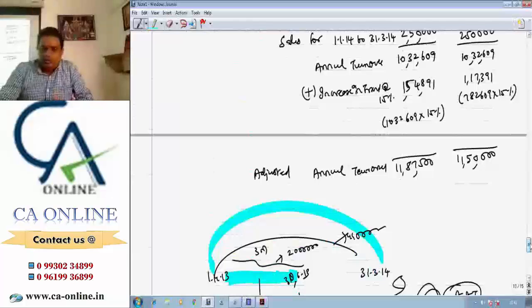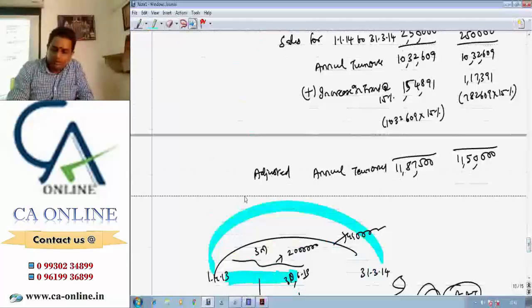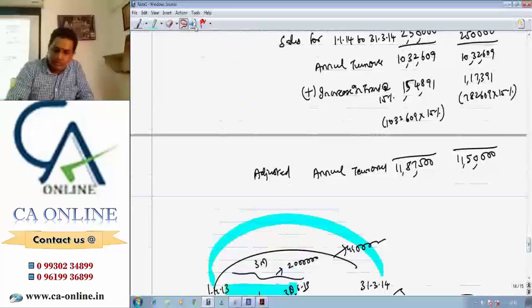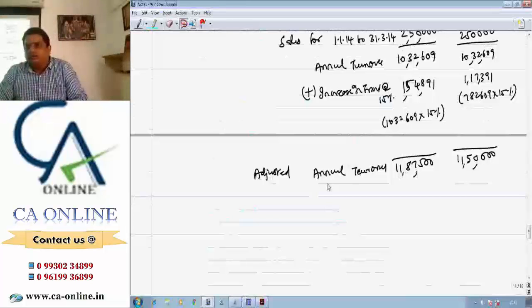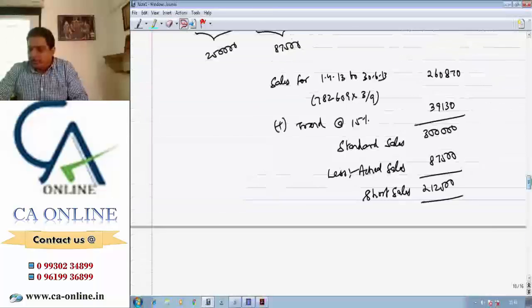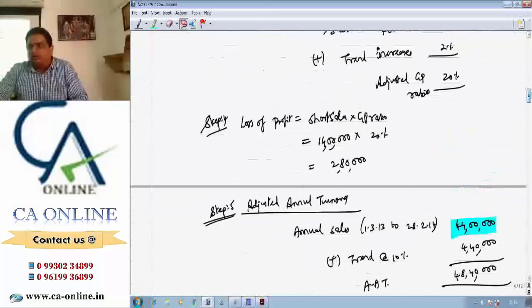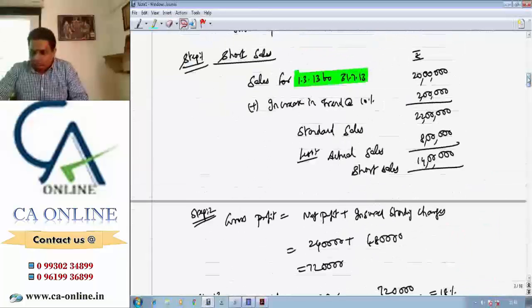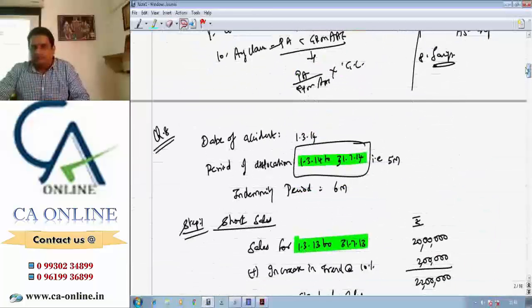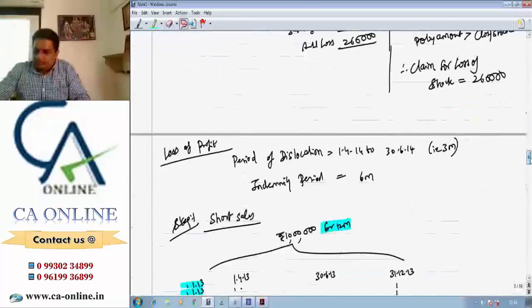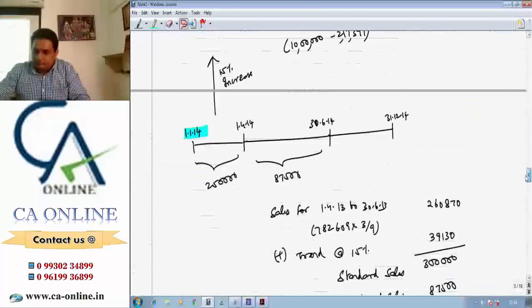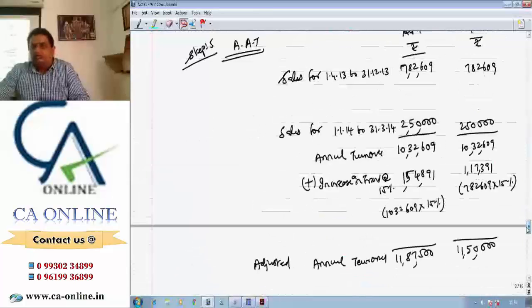Alternative 1 or 2, which one is tried in study material or practice manual? Sorry? Then this question number 8 also it is there in your study material or practice manual. Can you understand? What is it they have done? For question number 8, what have we done? For the full sales only we have applied the trend. But this question alone we are trying alternative 1, alternative 2 and all.